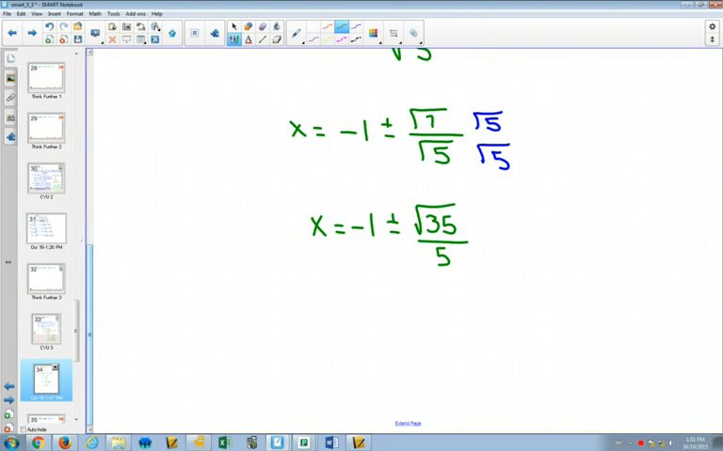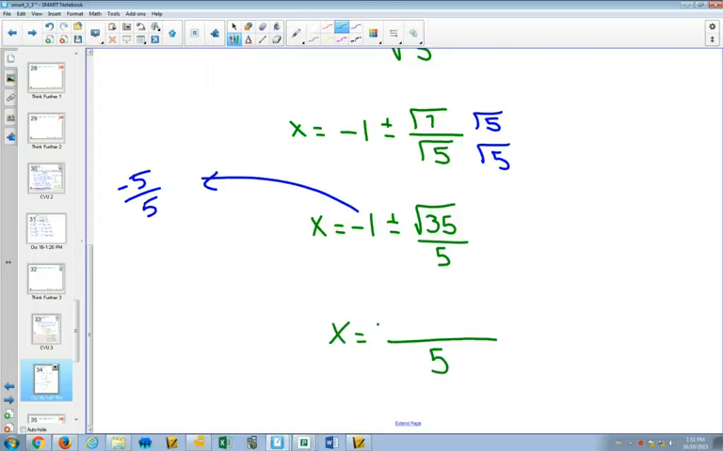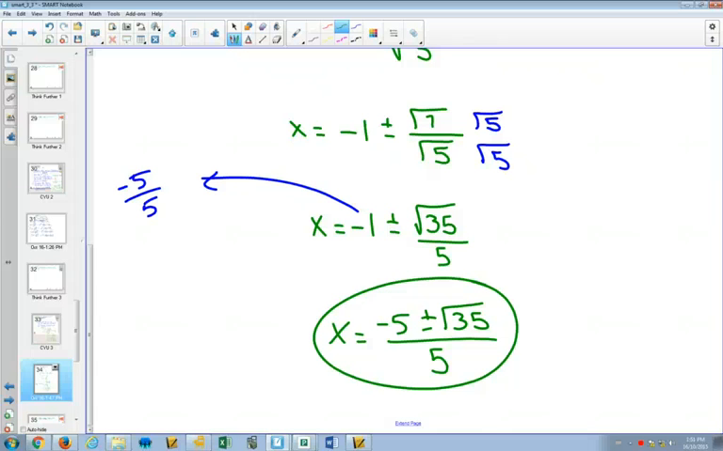You'll most often see in textbooks, they'll say we would like your answer as a single fraction. So how do I add fractions together? I need a common denominator. Again, negative 1 is the same as negative 5 over 5. And that would give a common denominator. So another way that this could be written as one fraction all over 5 is negative 5 plus or minus the square root of 35 all over 5.